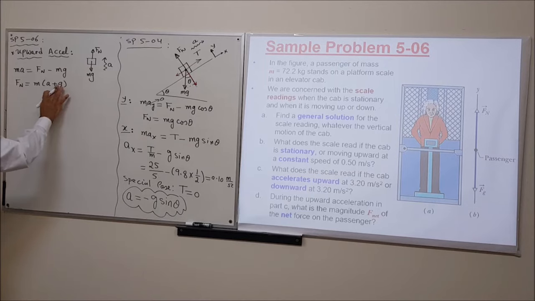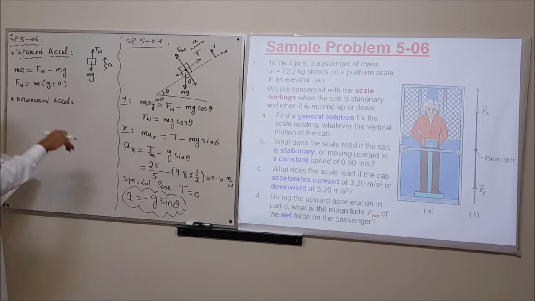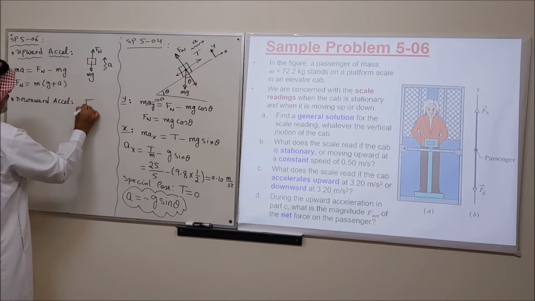Or, let's just write it in a symmetric way, g plus a. If we have downward acceleration, this is like when you start movement from the top down, or when you approach the top floor and you are slowing down, then there you have downward acceleration. What will be the situation?